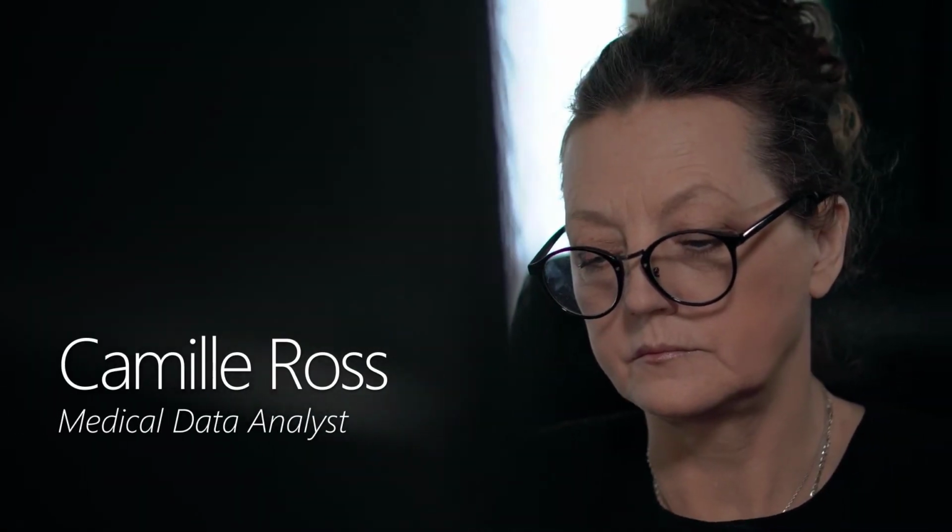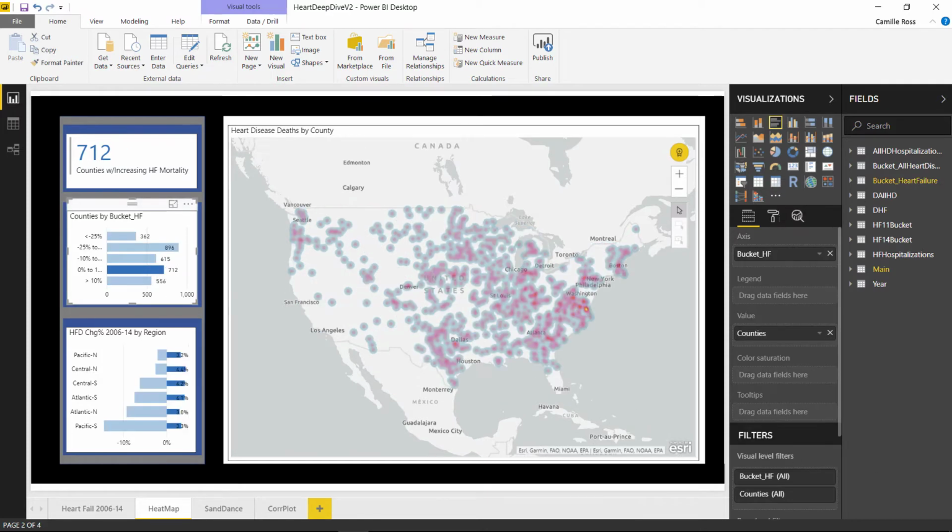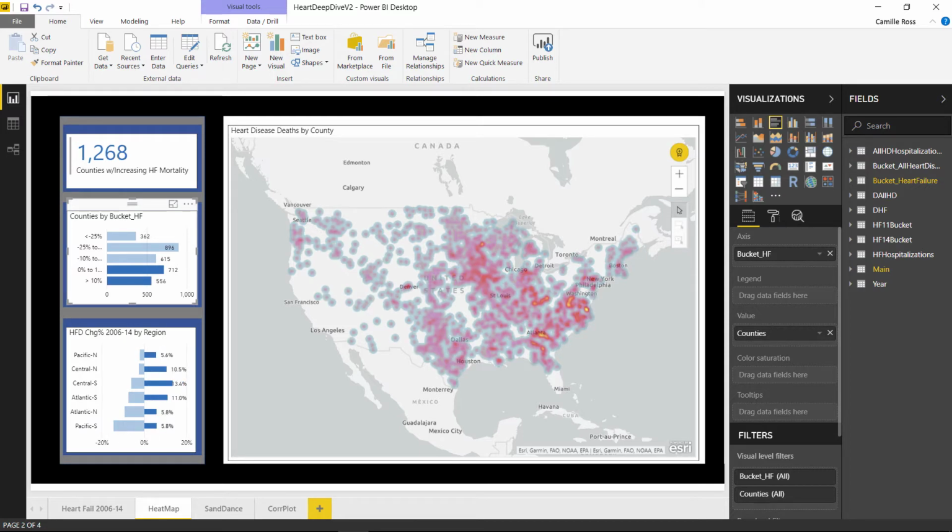Camille Ross is a medical data analyst at the organization who uses KenSci Clinical Analytics to accurately model the risk of patient readmission. In Power BI Desktop, Camille is looking for patterns in heart failure data to help the organization reduce readmission rates. When she interacts with this national heat map, she can see that heart failure has increased the most in the upper Midwest and Southeast.